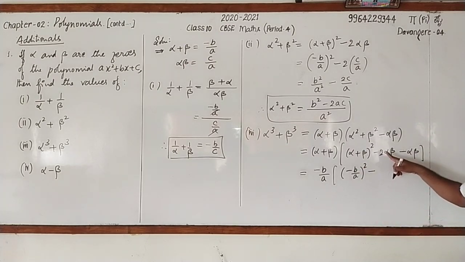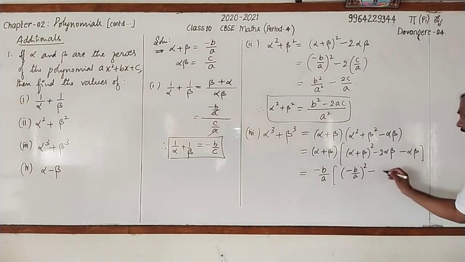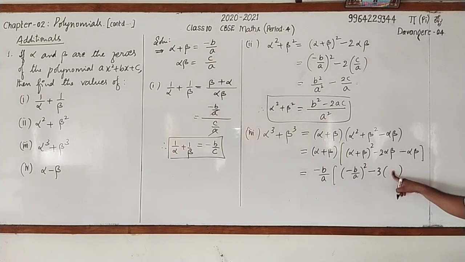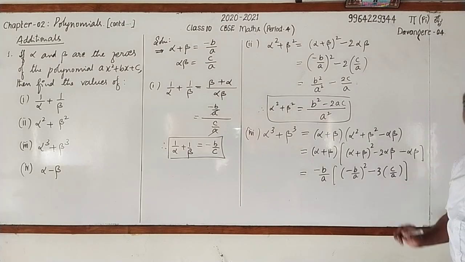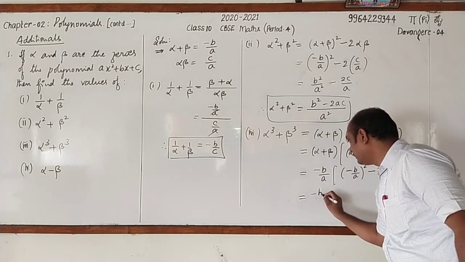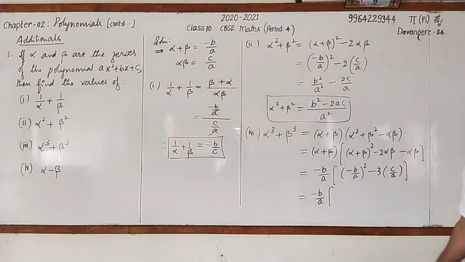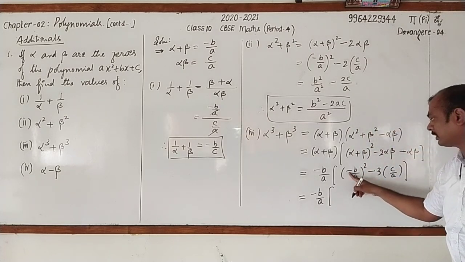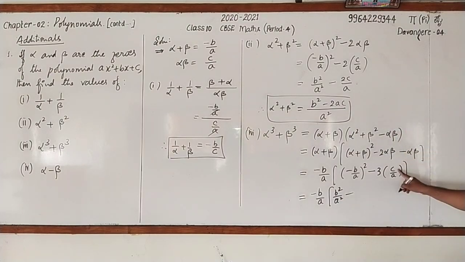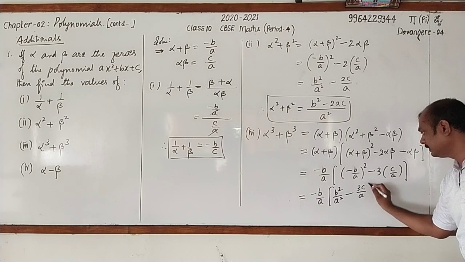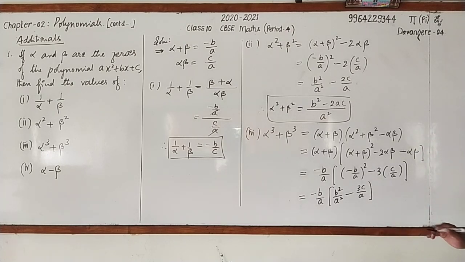Observe it. What is minus 2 alpha beta minus 1 alpha beta? It is minus 3 alpha beta. So 3 into alpha beta. Alpha beta is c by a. This is equal to minus b by a into minus b by a whole square. It is b square by a square minus 3c by a. Understood? Now this is equal to, I'll write minus b by a as it is.